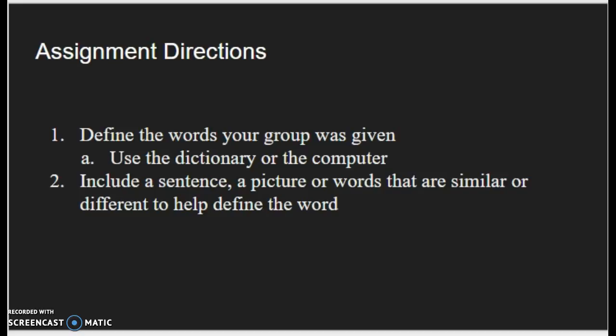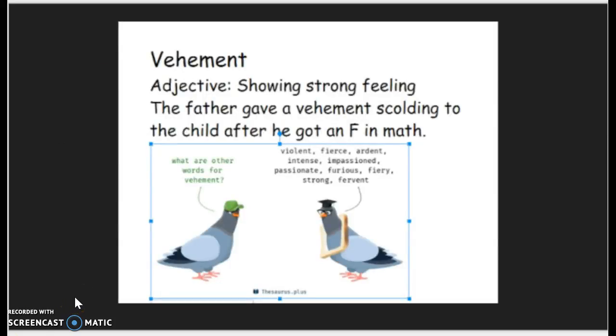And I have examples here. So to show students what I expect of them to write down, I will have example posters ready to show them what I am expecting. So for the first example, I have here vehement. I would show students that the word is in big bold letters so that everyone can see. And right under that, I give the definition, which means showing strong feeling, and then a sentence. The father gave a vehement scolding to the child after he got an F in math.